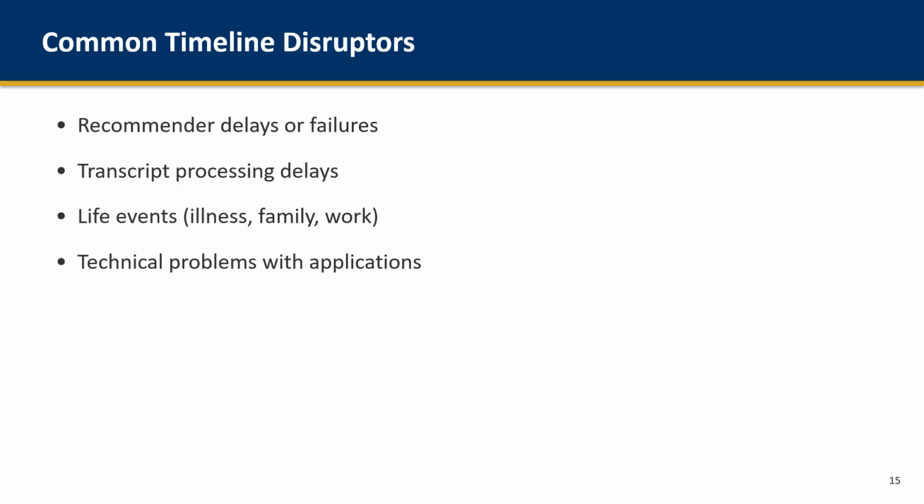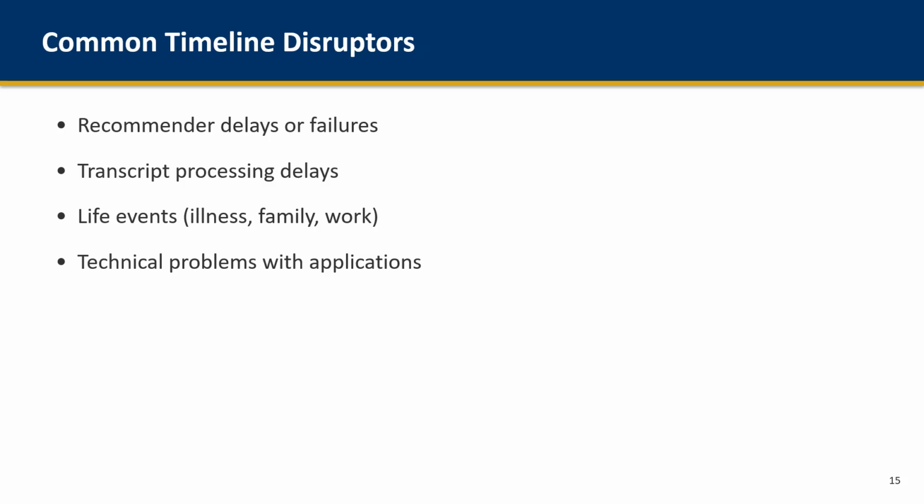Prepare for common timeline disruptors. Recommender delays or failures happen more often than you'd expect. Recommenders get busy, forget, or procrastinate. Build in reminder systems and buffer time. Have backup options identified in case someone truly fails to deliver. Transcript processing delays can catch applicants off guard. Some registrars are extremely slow, some lose requests. Order early, follow up, and don't assume transcripts will arrive just because you requested them.